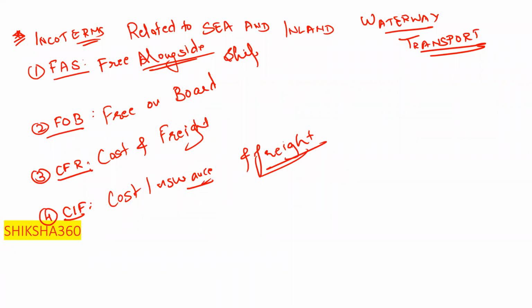FAS basically stands for free alongside ship. FOB basically stands for free on board. CFR basically is cost and freight. CIF basically stands for cost, insurance, and freight. Clear?